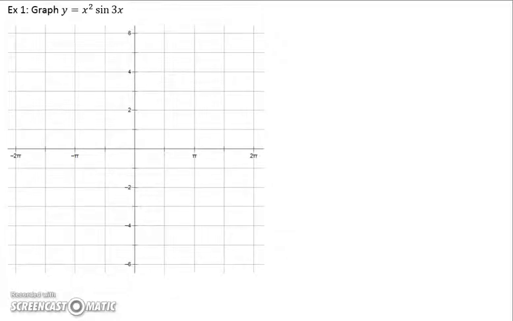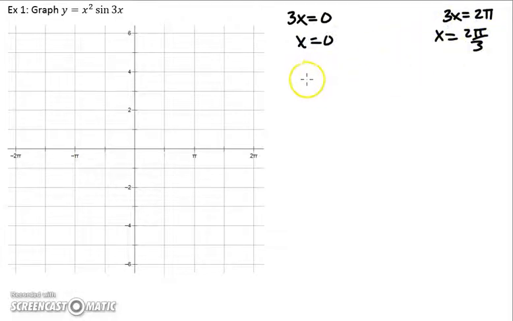So here we're going to be looking at x squared sine of 3x. So we want to take that same approach that we took earlier, and we want to say 3x equals 0. We want to say 3x equals 2 pi. Divide by 3, x equals 0, divide by 3, x equals 2 pi over 3. So we know we're starting at 0, we're ending at 2 pi over 3. Halfway in between 0 and 2 pi over 3 is pi over 3. We get a pi over 6 in between those ones, and we're going to get a pi over 2 right here.